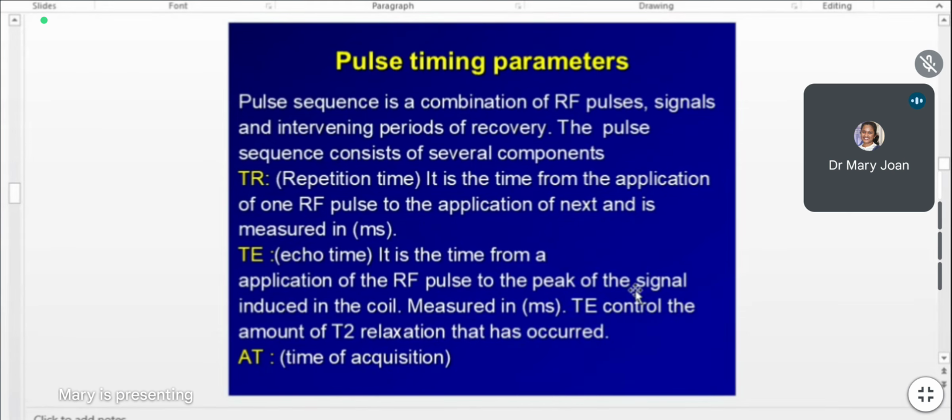It is the time from the application of the RF pulse to the peak of the signal induced in the coil, measured in milliseconds again. TE controls the amount of T2 relaxation that has occurred. And AT is the acquisition time. So TR is repetition time, the time from one pulse to the next pulse. And echo time is the time from the application of the RF pulse to the peak of the signal induced in the coil. And AT is the acquisition time.